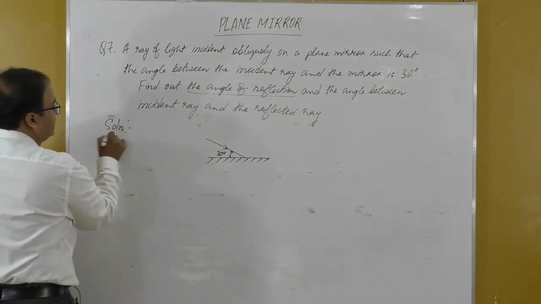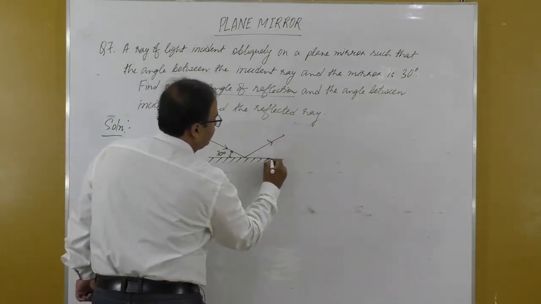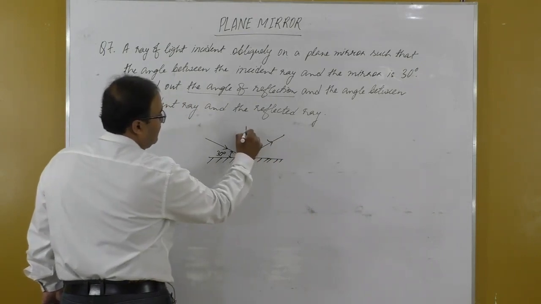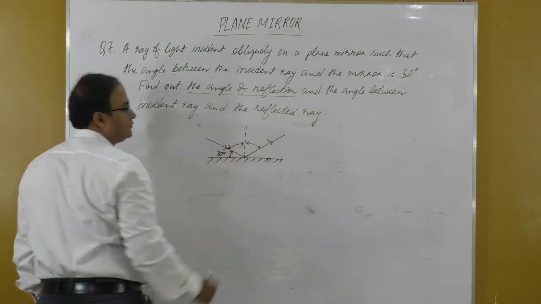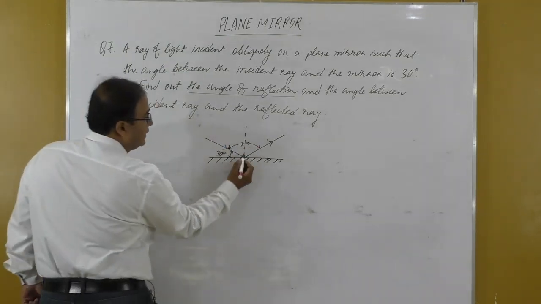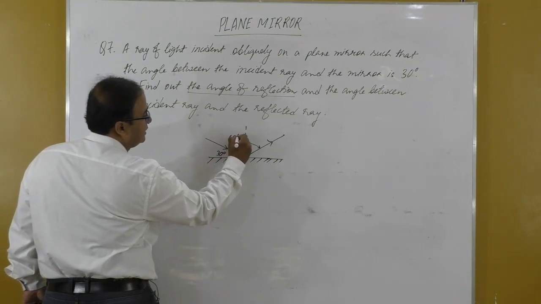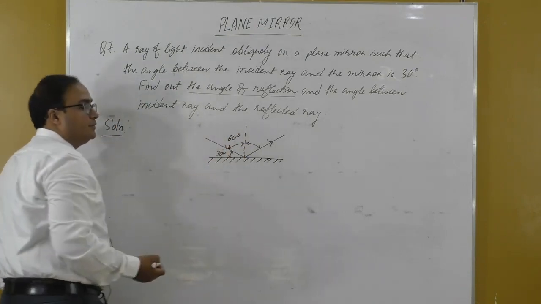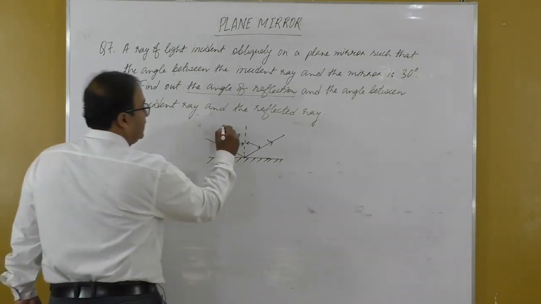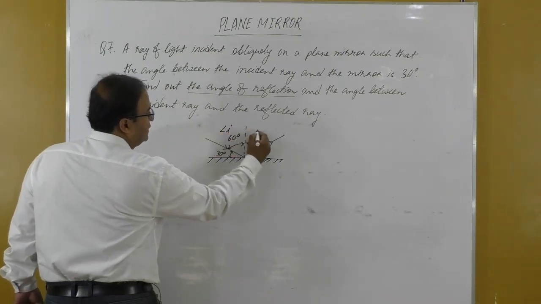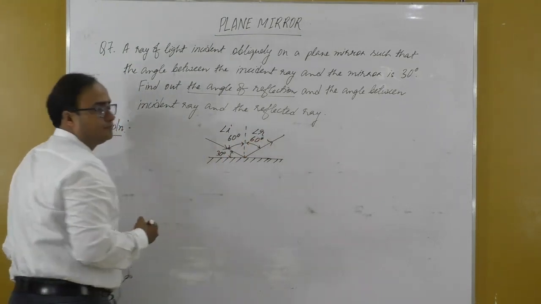Look at the solution here. This is the incident ray and it will be reflected in such a way. If I draw the normal, the angle of incidence is equal to the angle of reflection. So normal is making 90 degree angle with the mirror. So if this angle is 30 degree, this will be 60 degree because between normal and the mirror the angle is 90. So if this one is 30, this is 60. And according to the laws of reflection, angle of incidence is equal to the angle of reflection. If this is 60, this angle will also be 60.